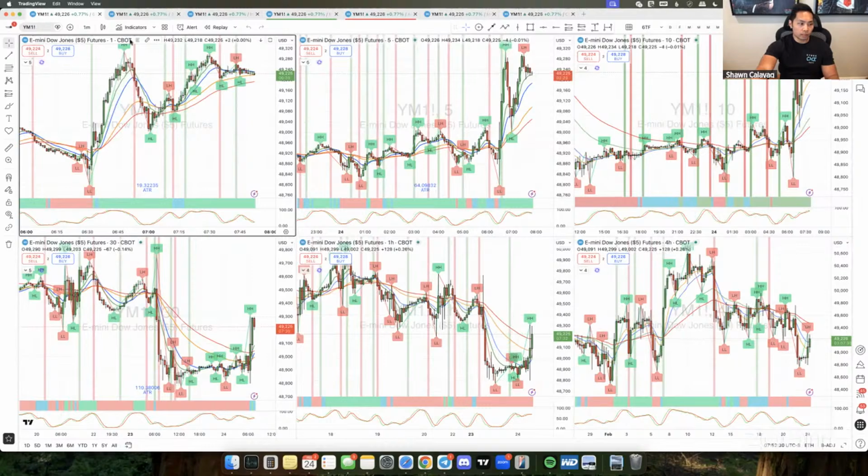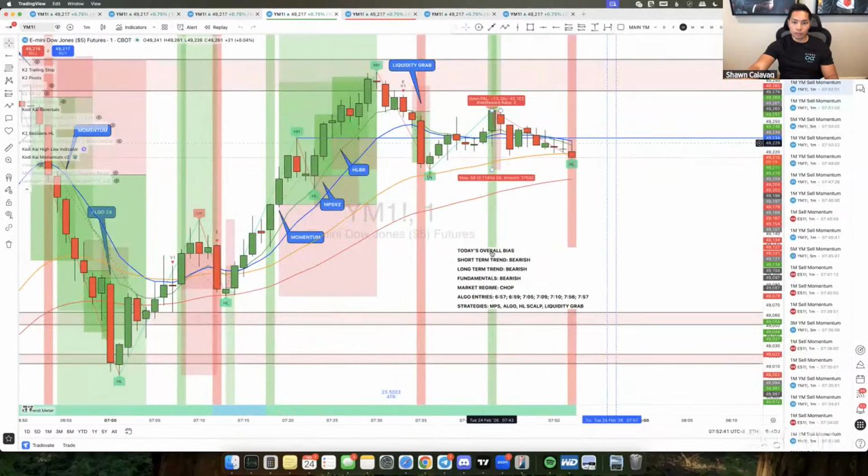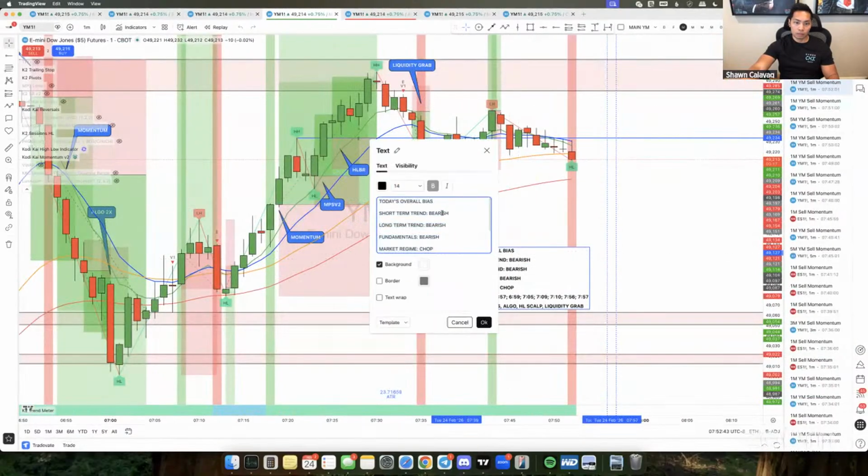So it's a little mixed right now. Let's see. It's currently bullish right now in the lower time frames, and then it's neutral in the higher time frames. Let's update this real quick. Bullish, neutral.